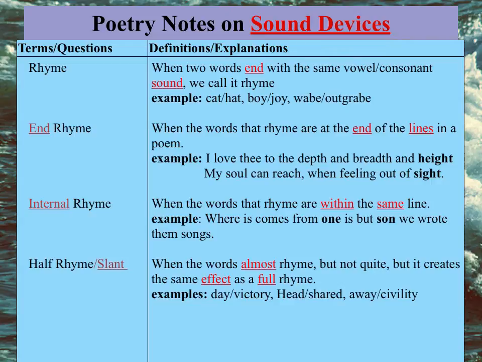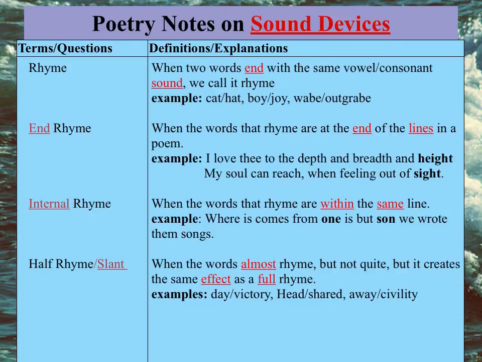Here we go. So our first sound device is rhyme. This should be a great little review of something that you've probably been playing around with for a long time. It's when two words end with the same vowel or consonant sound: cat, hat, boy, joy, wabe, outgrabe, the ABE. That last syllable needs to be the same vowel consonant sound.